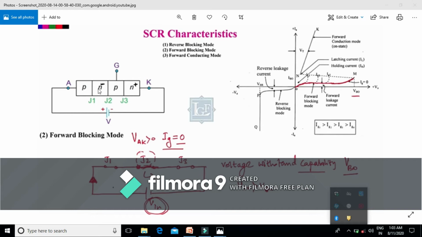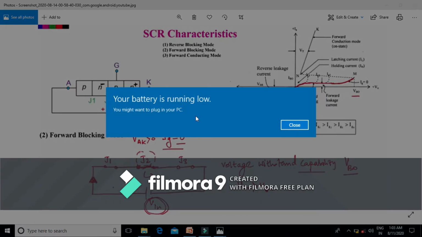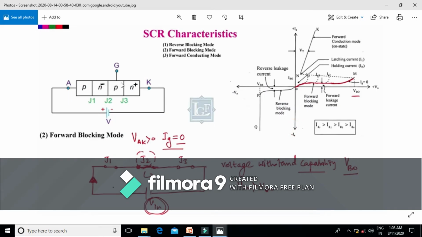In case of junction J2, this N is connected to the positive and this P is connected to the negative. That means this junction J2 is reverse biased. And this junction J3 is also forward biased. That means this P is connected to positive and this N positive is connected to the negative. So during this forward blocking mode, junctions J1 and J3 are forward biased, while this junction J2 is open. That means again in forward blocking mode, the SCR is in off state because of this open junction.